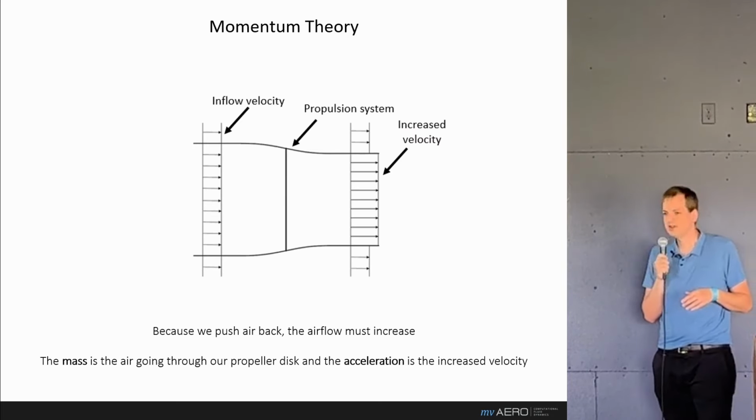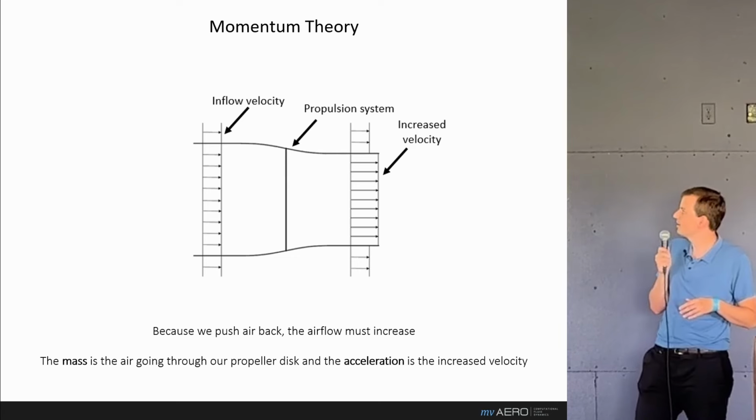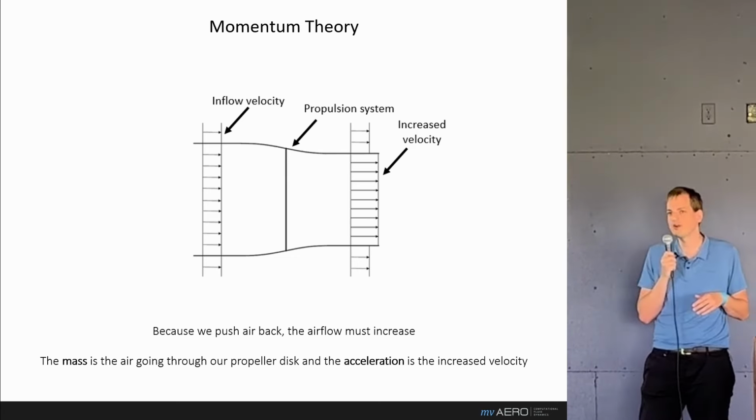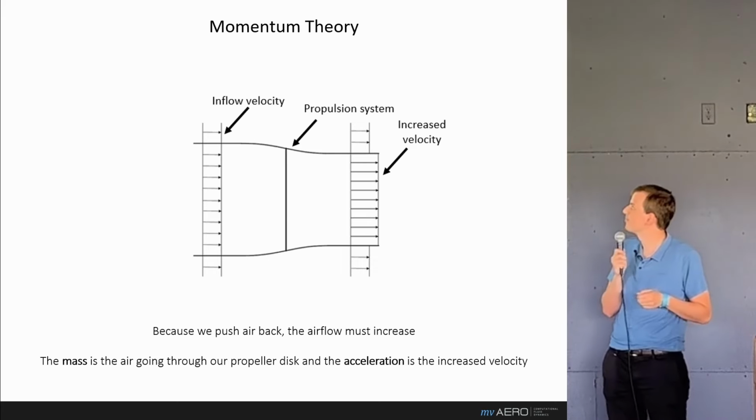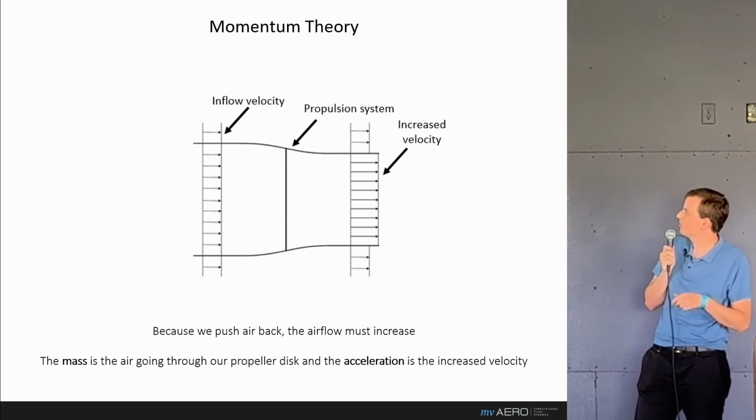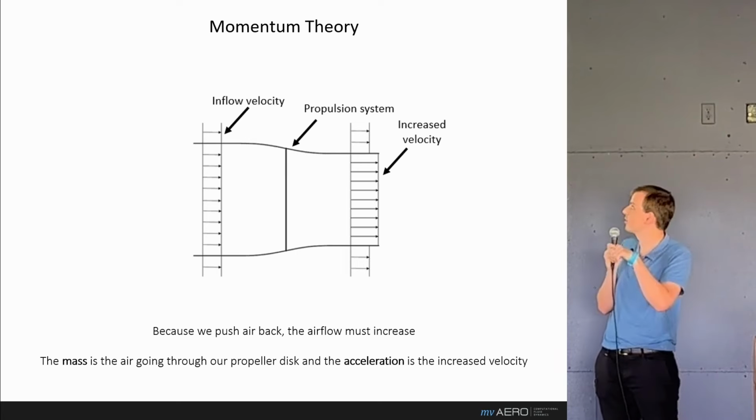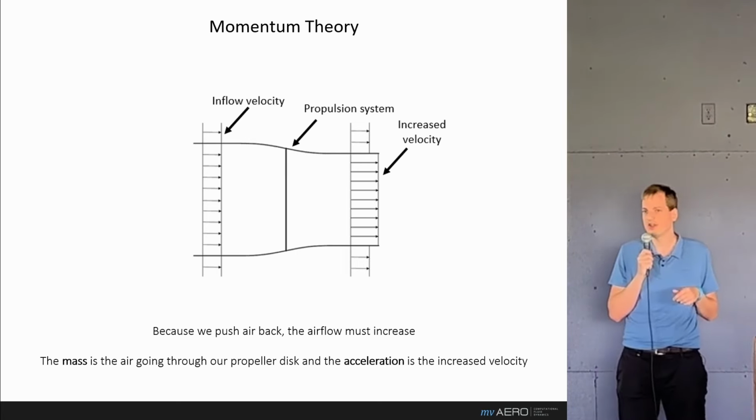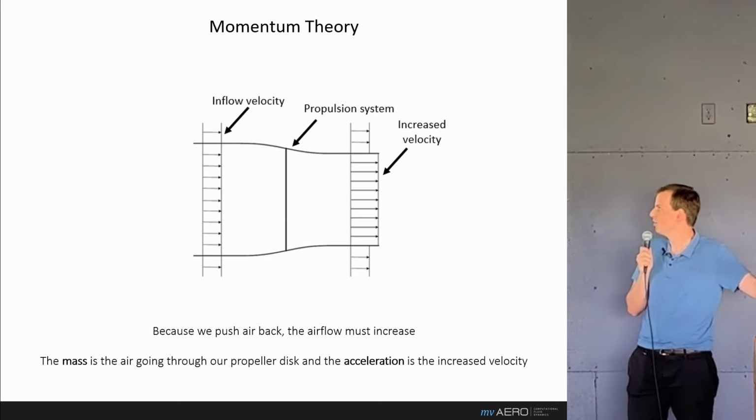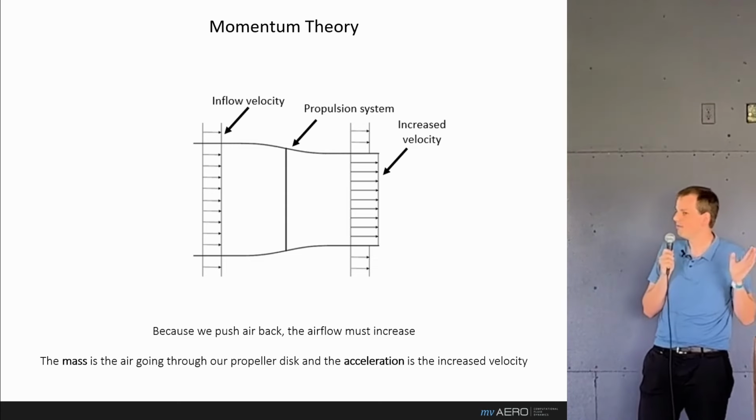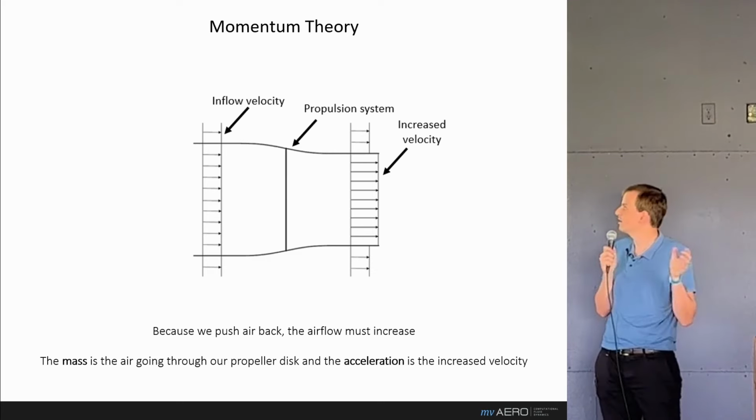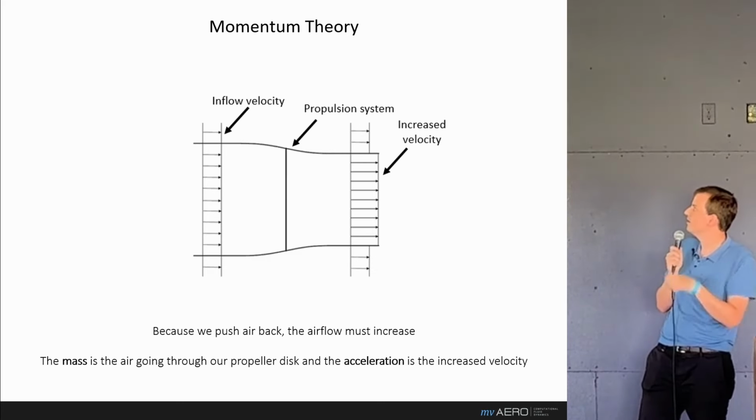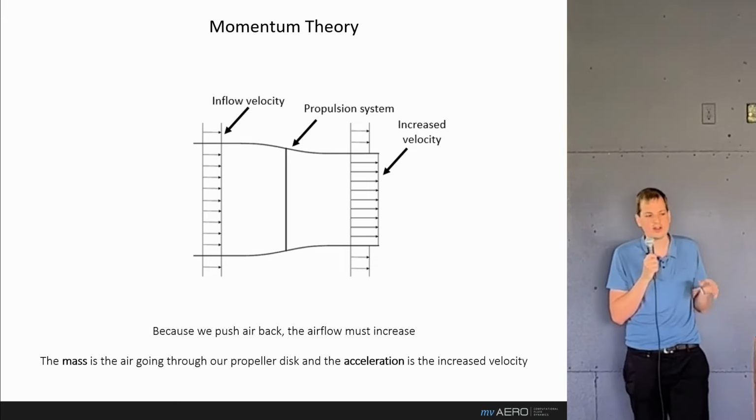Well, to answer those, we resort to momentum theory. And you can see a nice picture of it here. We start with an inflow velocity, very uniform, it could be our flight velocity. And then in the center we have a propulsion system. Some air is going through the propulsion system and it will have an increased velocity. So we're basically pushing air back. Now the mass is always going to be the air that is going through the propulsion system, while the acceleration is the delta in velocity, that's our increase in velocity.